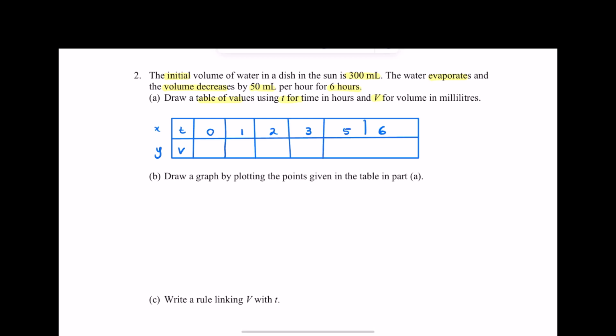I'm nearly done. Okay, now to fill it in, let's see what's going on. The initial volume, so that's at time is 0, I filled up my water in that dish, so there's 300 millilitres in there. After 1 hour, it's reduced by 50 millilitres, so I've got 250 millilitres. After 2 hours, another 50's gone, so I've got 200, and so on. You can see the pattern, it's going down by 50.